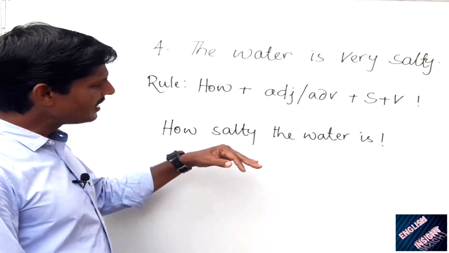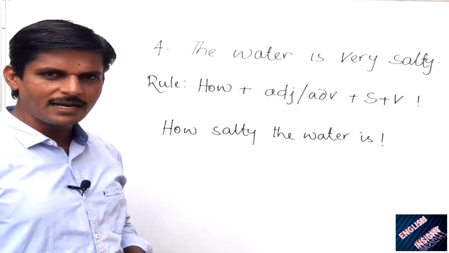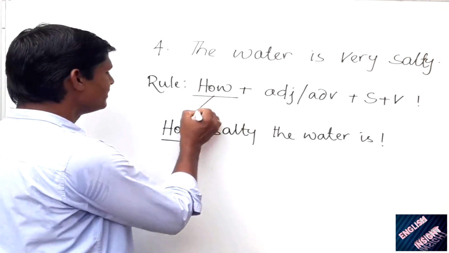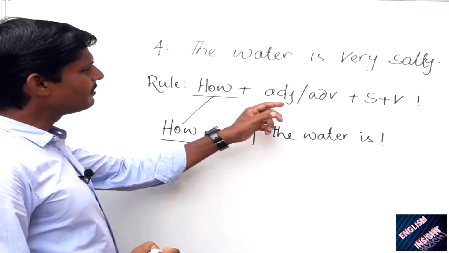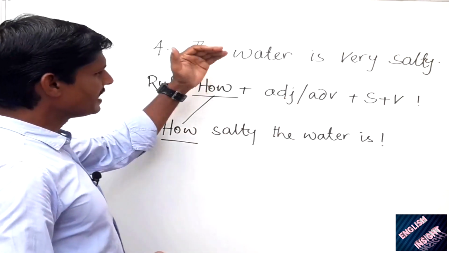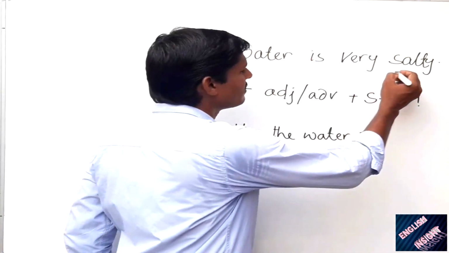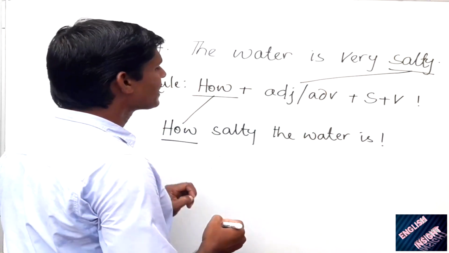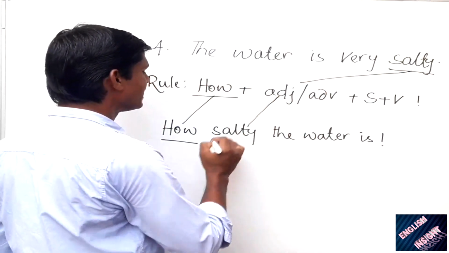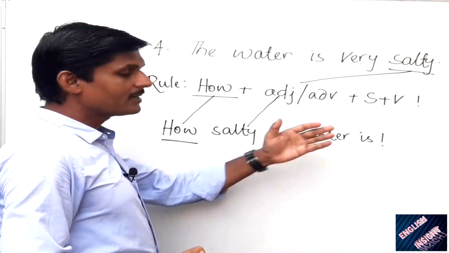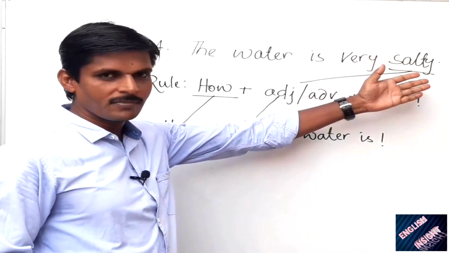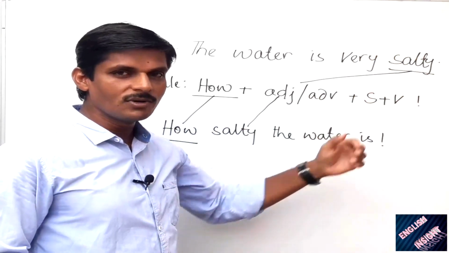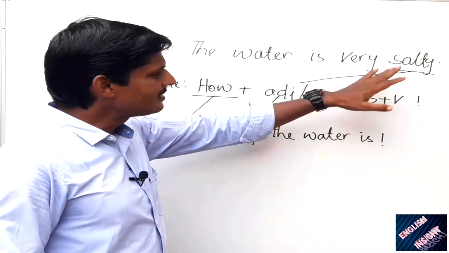So how does the declarative sentence turn into the exclamatory one? First comes how. Next comes adjective or adverb. The declarative sentence is with an adjective here. Salty is the adjective here. So the adjective is to be used in the exclamatory sentence. How salty. But in what exclamation, it was the noun. It may be the singular countable noun, plural countable noun, or uncountable noun, but it is not here. It is the adjective here.